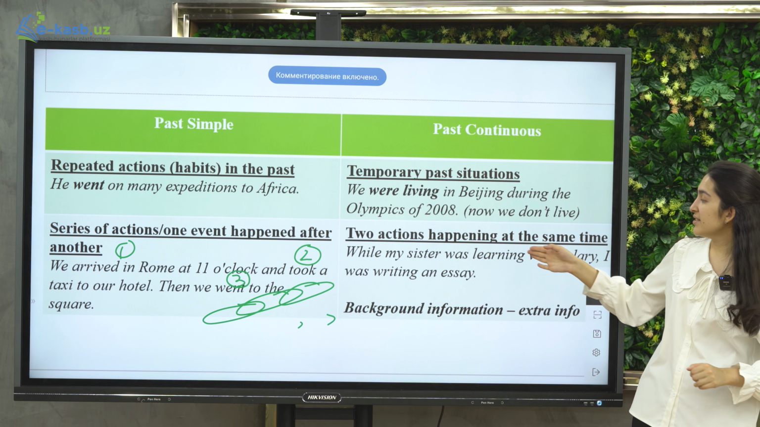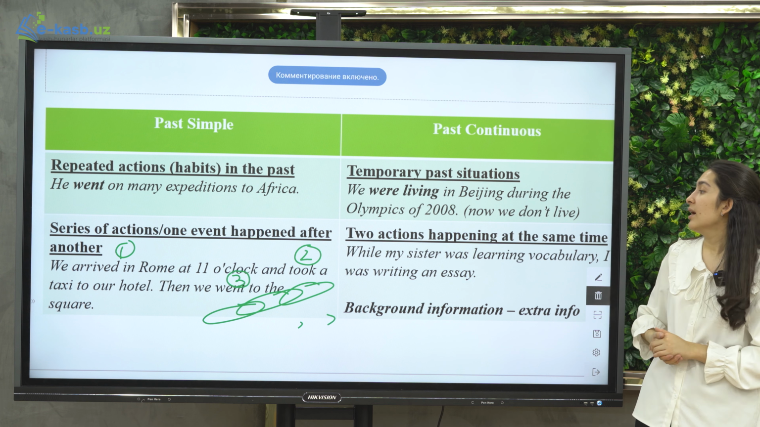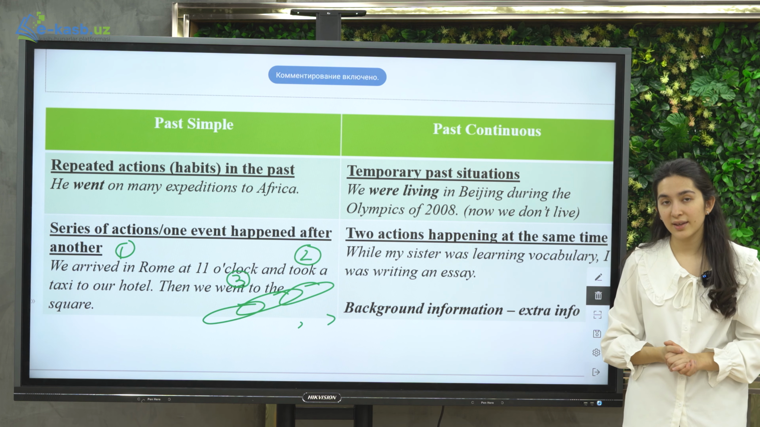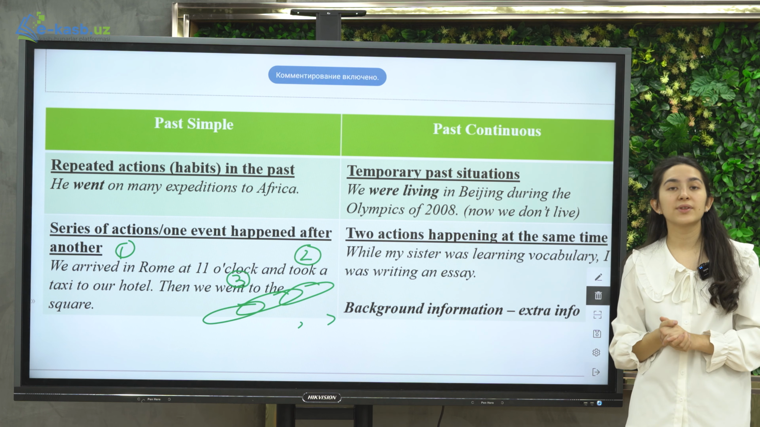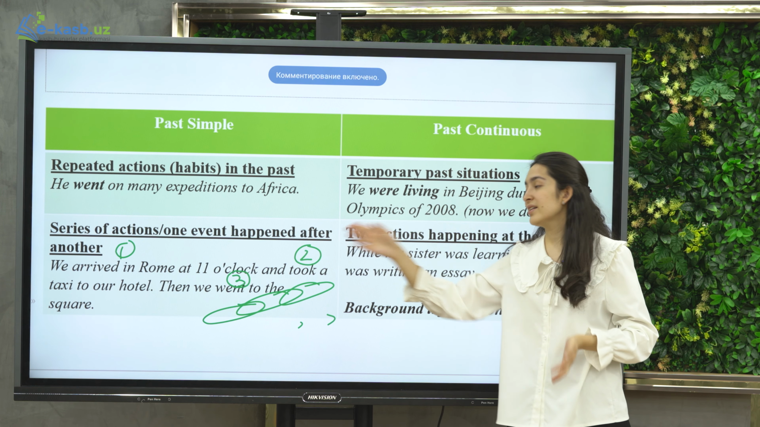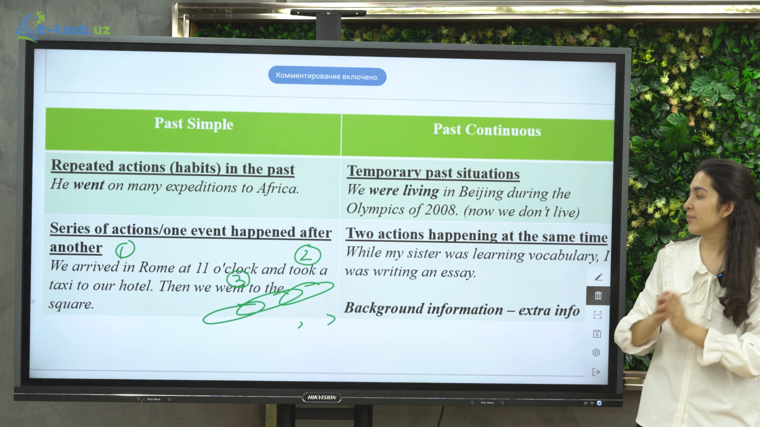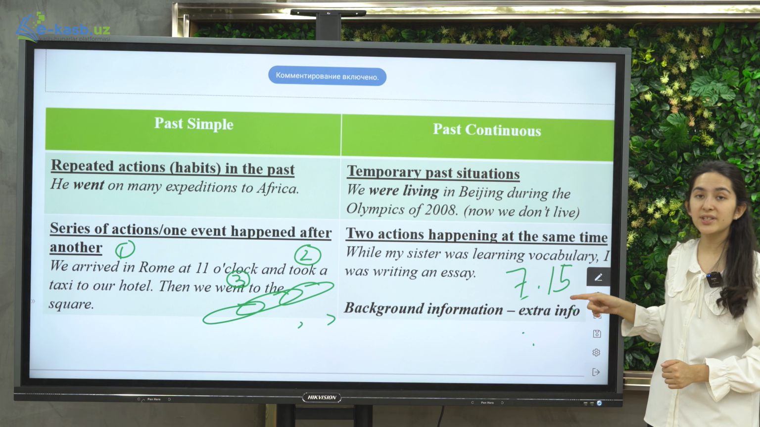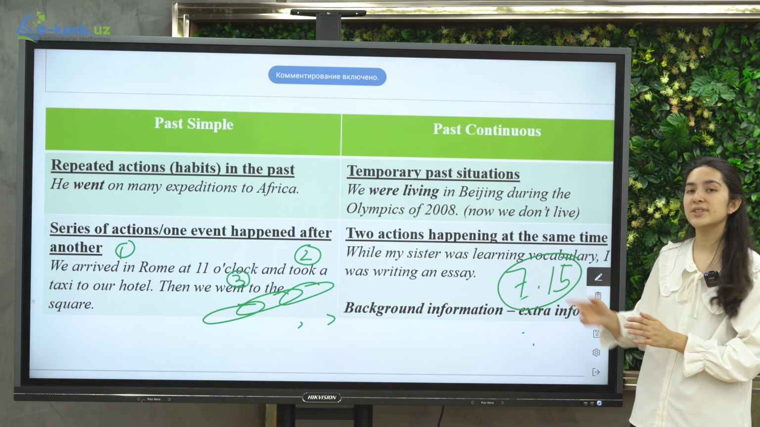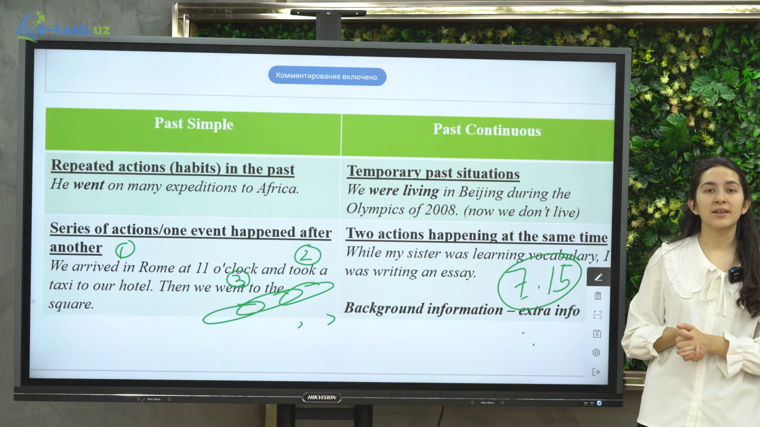Or while my sister was learning vocabulary, I was writing an essay. Mening opam so'zlarni yodlayotgan edi, men insho yozayotgan edim. It means not one by one, like past simple, but at the same time. For example, at 7:15, my sister was learning vocabulary, and at 7:15, I was writing an essay.